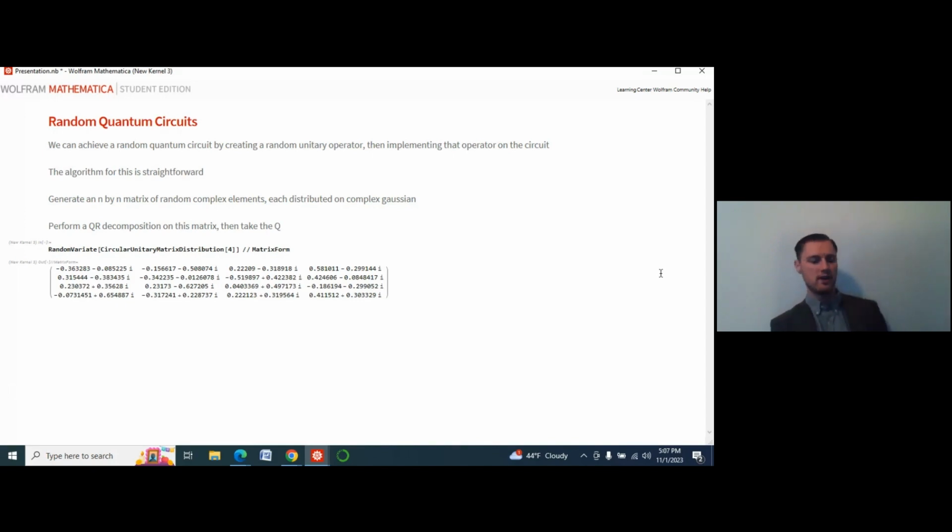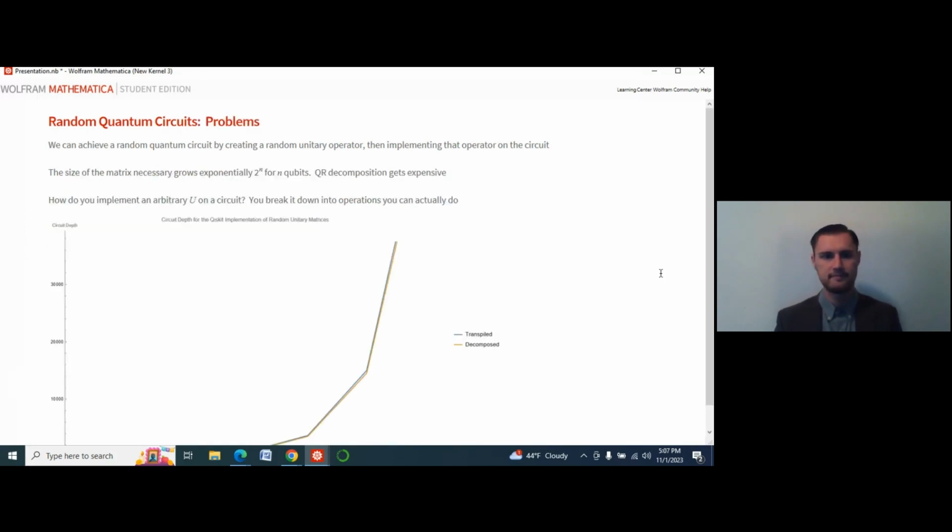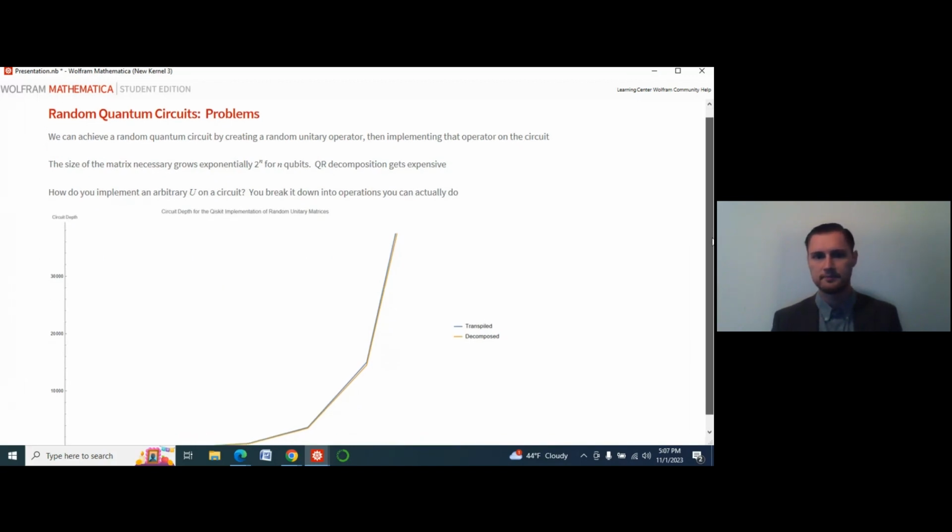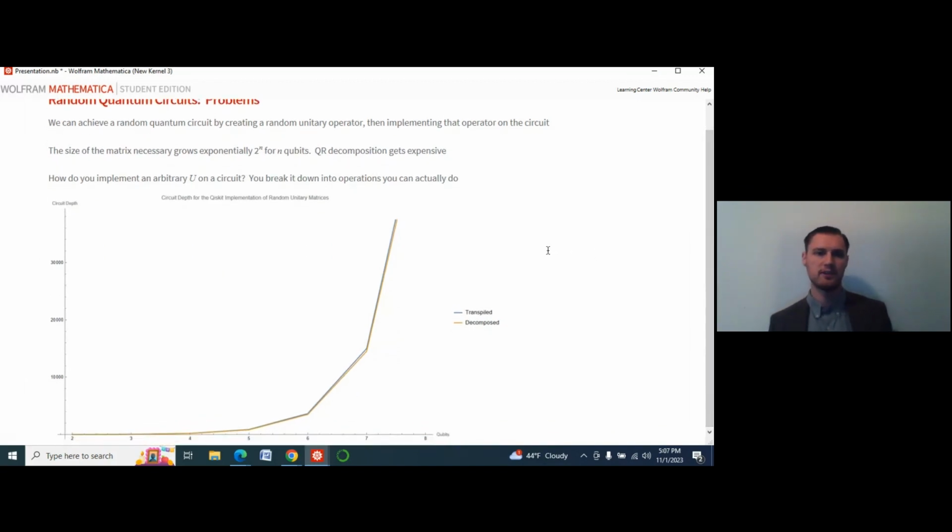So we have a method to go from the size of the circuit that we have, n qubits, a 2 to the n by 2 to the n matrix. You just generate your random unitary matrix, and then you impose it on a quantum circuit. Simple, right? Not quite. First of all, the size of the matrix you're going to have to work with is going to grow exponentially with the number of qubits. And so even if we had a perfect way to implement these random unitary matrices into quantum circuits, it would still eventually become infeasible because the matrices we would have to generate would be too large. QR decomposition would get too expensive.